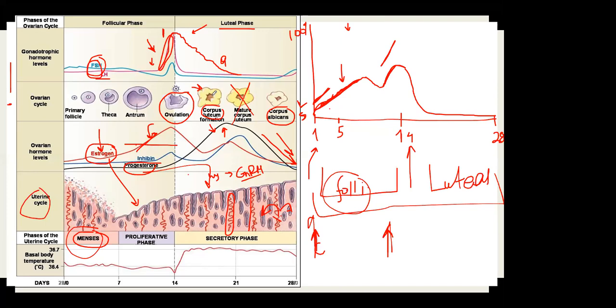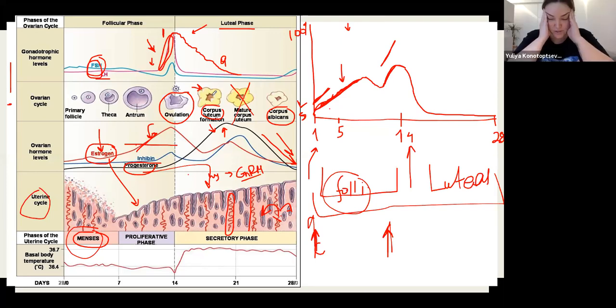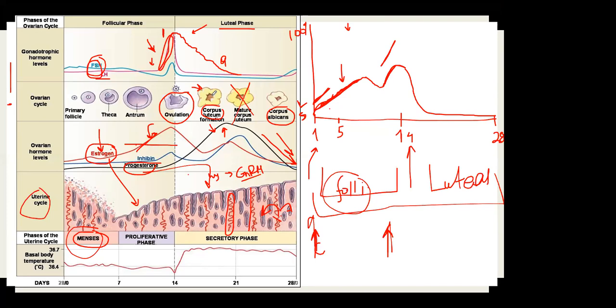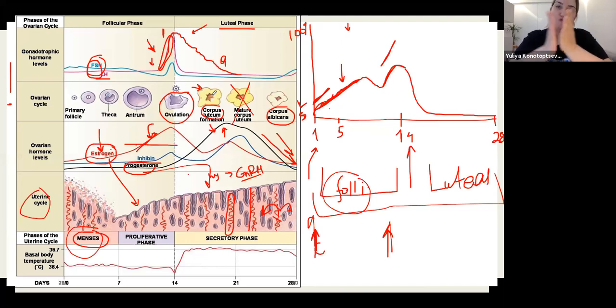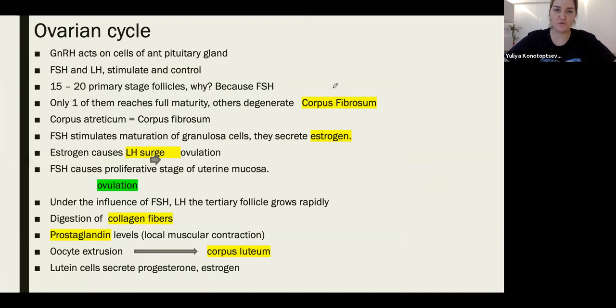Okay, very important thing. How many follicles do we choose monthly? 15 to 20. We said that if you aren't the chosen one, you're going to die. You're going to undergo apoptosis and that's it. Are you going to evaporate into thin air if you die? Of course not. You have to leave a mark. This mark is called corpus fibrosum, or Professor Antal calls it corpus atreticum.